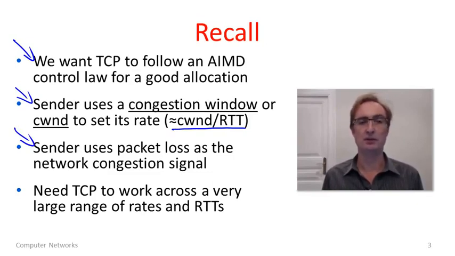And our problem of using AIMD to adjust the size of the congestion window is really difficult for TCP because we want TCP to be a solution that works across a very wide range of RTTs and rates for links in the network. So it's going to be difficult just to pick a number and have it work for any of those rates, or any kind of constants. We have to be a little careful about that.